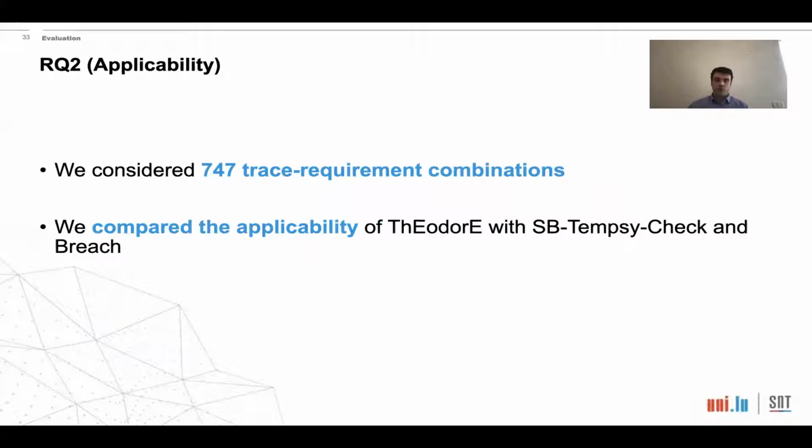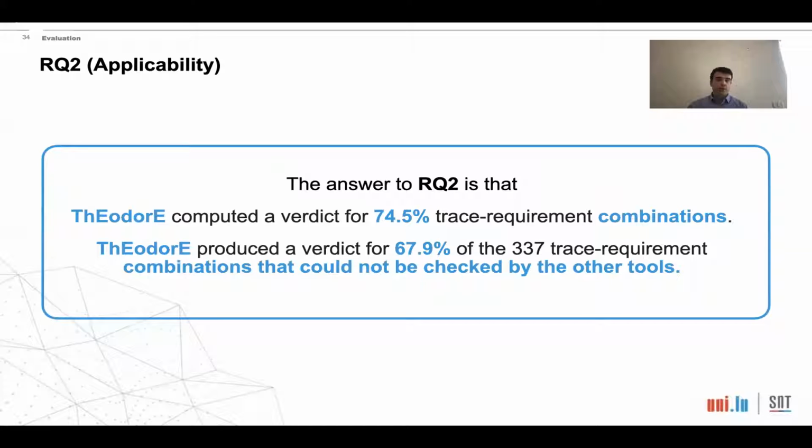To answer research question 2, we considered 747 trace requirements combinations. We compared the applicability of ThEodorE with SBTEM-CCheck and BReach, which respectively support the hybrid logic of signal, SBTEM-CDSL, and signal temporal logic. Our results show that ThEodorE computed a verdict for 74.5% of the trace requirements combinations we considered. For 25.5% of the trace requirements combinations, no result was provided. This was caused by the limitations of the underlying SMT technology.